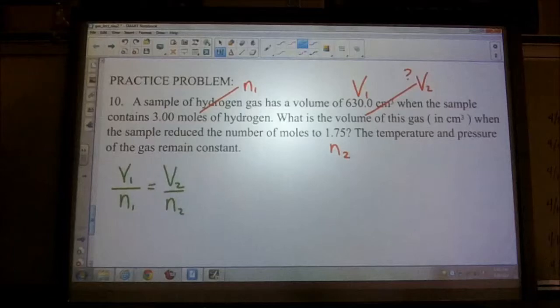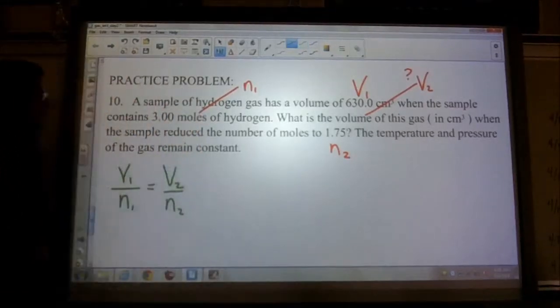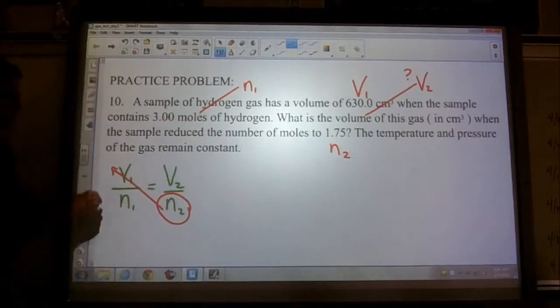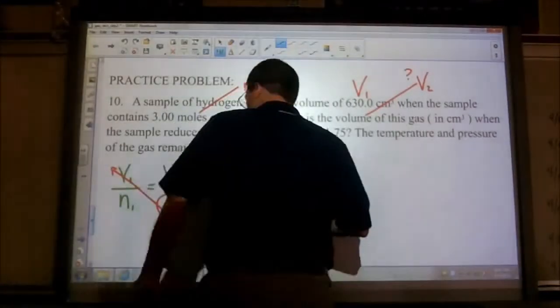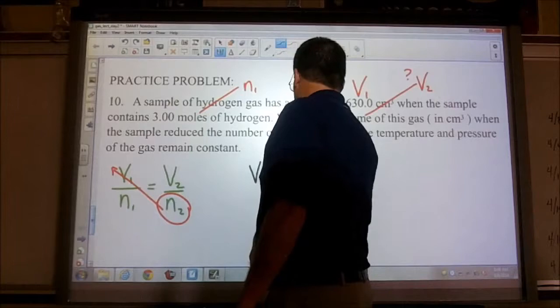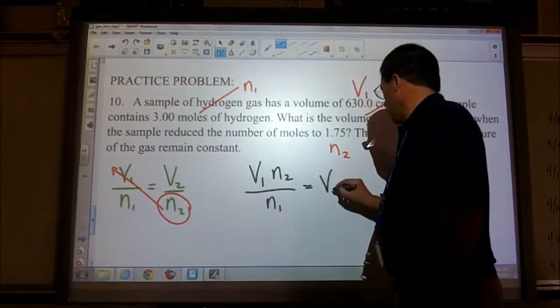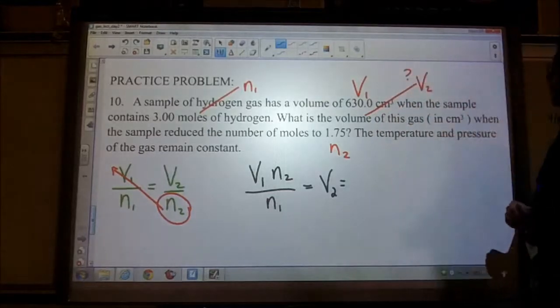Okay. All right, so we are looking for V2, which means that we need to multiply N2 on both sides. So my equation looks like this. V1 N2 over N1 is equal to V2. And do we have to convert anybody?